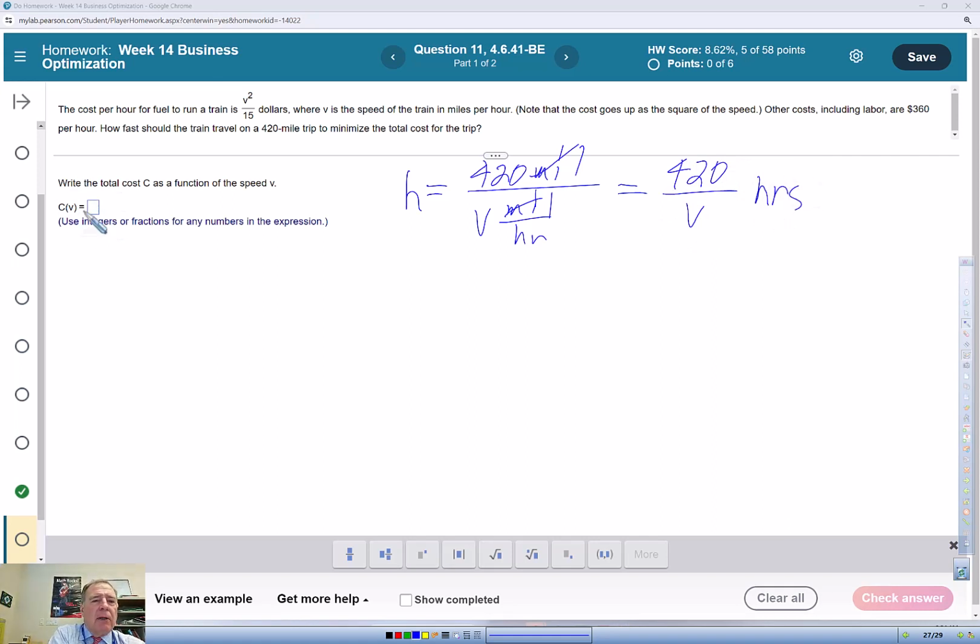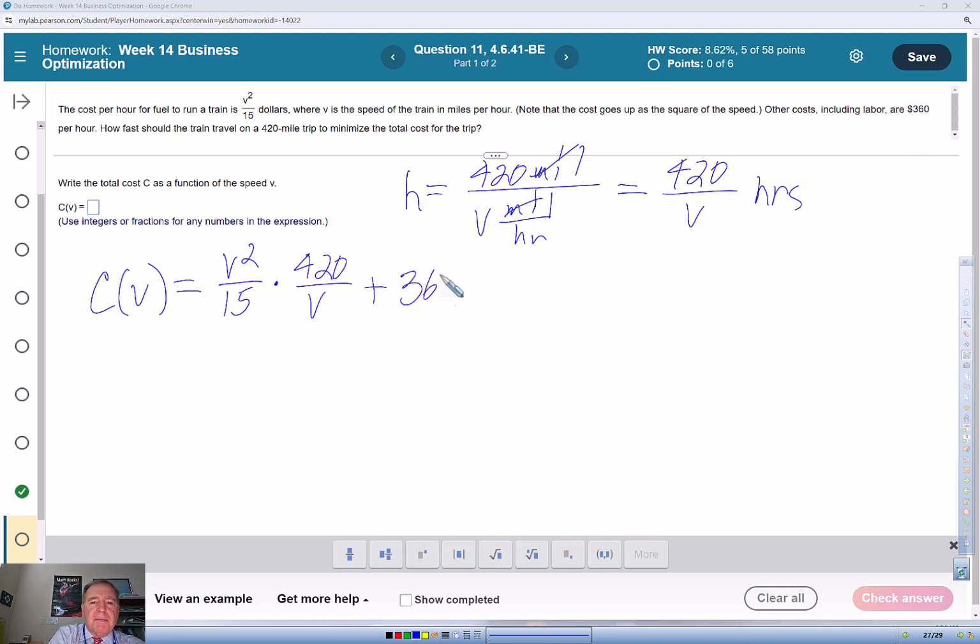Now I need to calculate my cost function as a function of velocity. So we're supposed to write the total cost function as a function of the speed, or I'm calling it velocity. So C of V is going to be V squared over $15 per hour times the number of hours, which is 420 over V. Then plus $360 per hour times the number of hours, which is 420 over V.